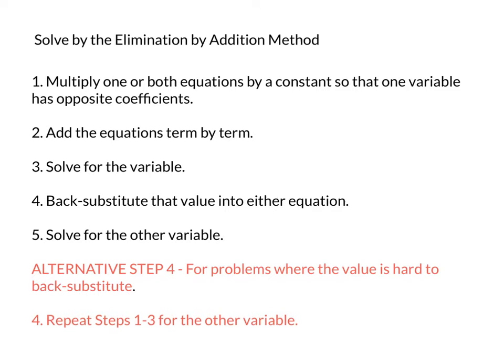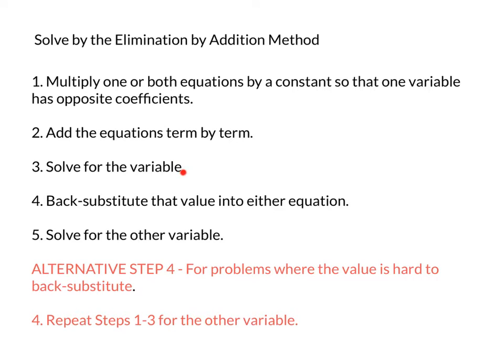Multiply one or both equations by a constant so that one variable has opposite coefficients, okay? This is the very first thing that we're going to do, because in order to eliminate something by adding it, we have to have opposite coefficients so that when we add them together, they go to 0. That's the whole point of doing this method. Then once we get them with opposite coefficients, we'll add the equations term by term. That will eliminate the variable that we have opposite coefficients on. We'll solve for the other variable that's left.